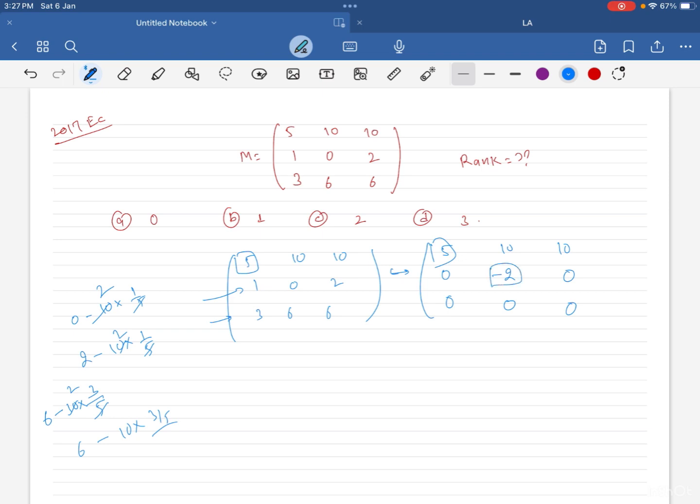So now we can take this as pivot, but already this is 0. So we have two pivot columns. So we can say the rank of this matrix is 2. So the correct answer is 2.